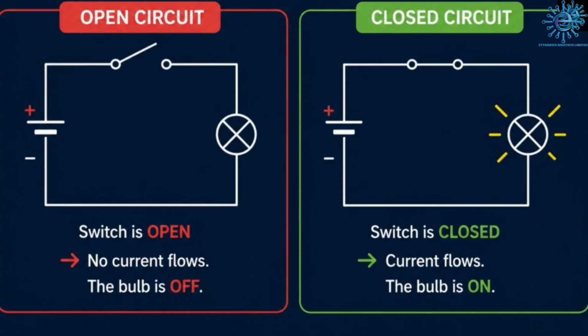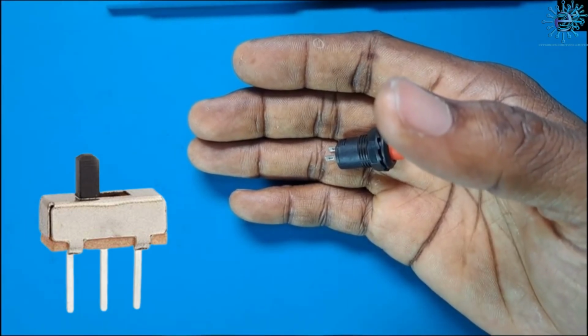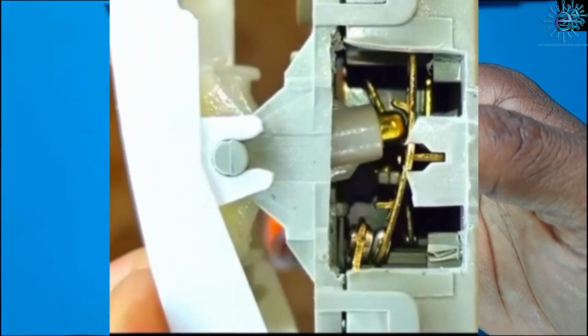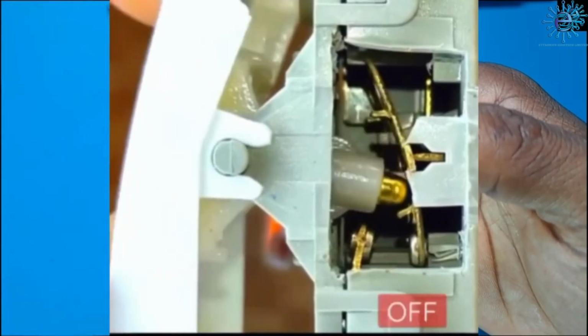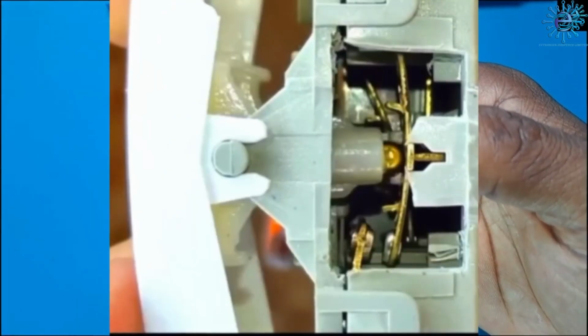Because we use a switch to turn on and turn off our circuits, we say things like switch on and switch off. Basically, what is inside a switch is wires. When a switch is turned on, the wires join together, and when the switch is turned off, the wires separate from each other, breaking the circuit so that electricity can no longer flow.